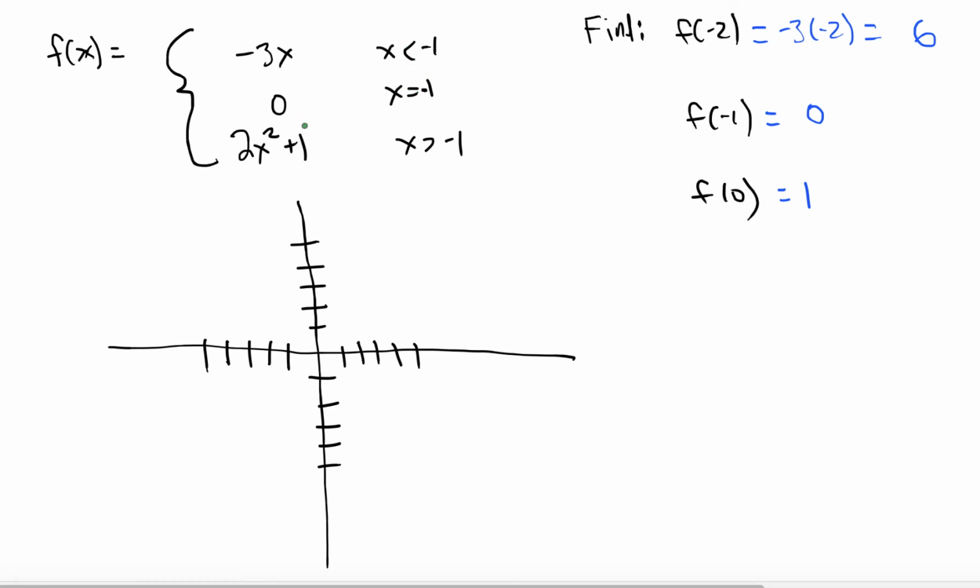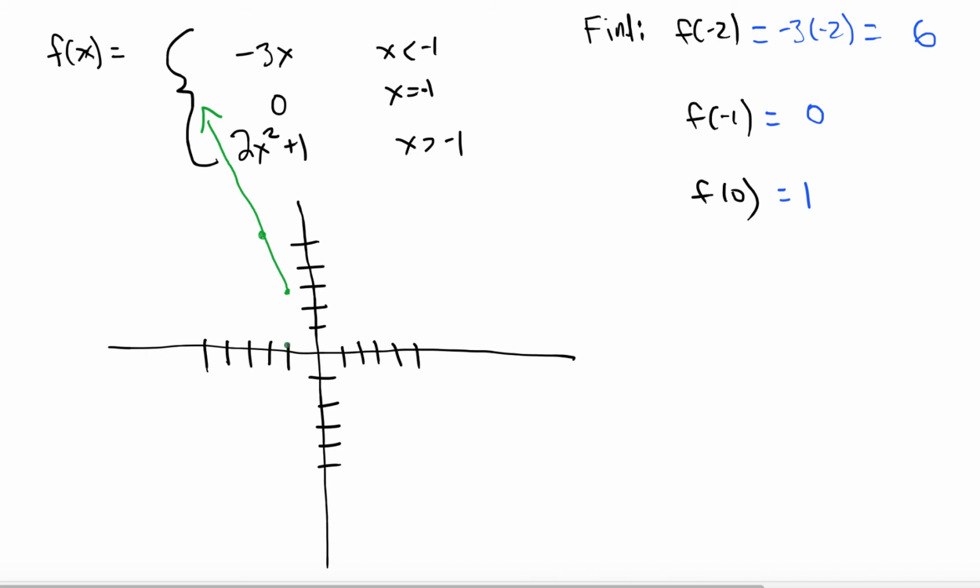Now, first of all, what does the graph of negative 3x look like? It's a line. It's a line that has a slope of negative 3, and the y-intercept is 0. So we're going to draw a line that looks a little something like this. It goes up this way. So now you can imagine the whole line. The whole line is going to look a little something like this, and it's going to keep going on forever this way. But remember, this is a piecewise function. So what does that mean? It means that we're going to stop here.